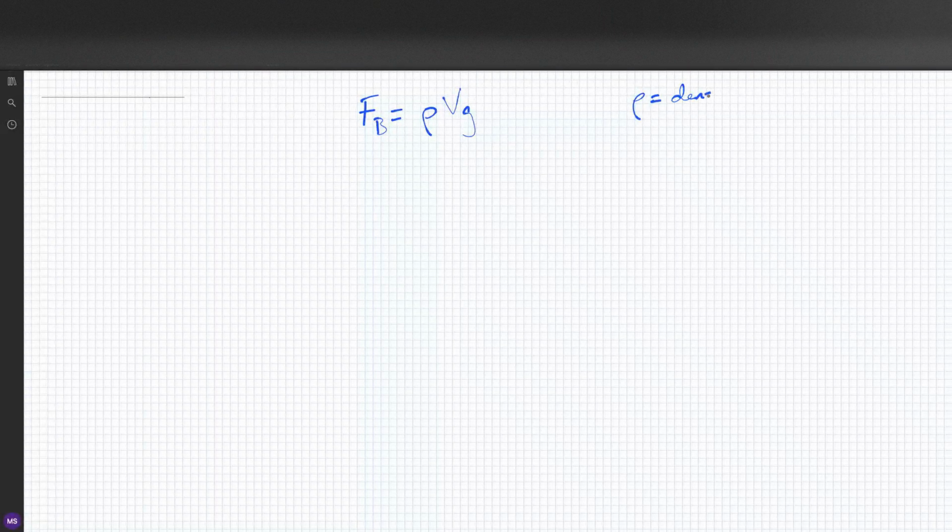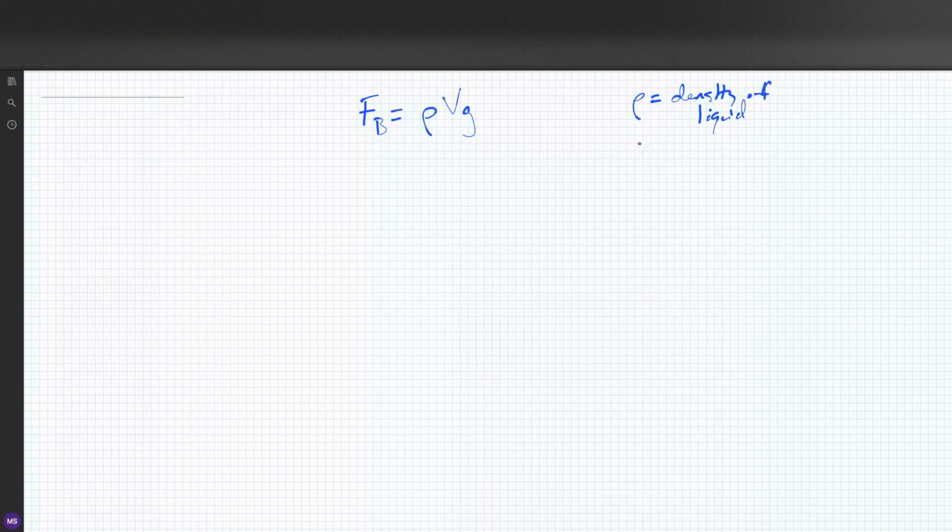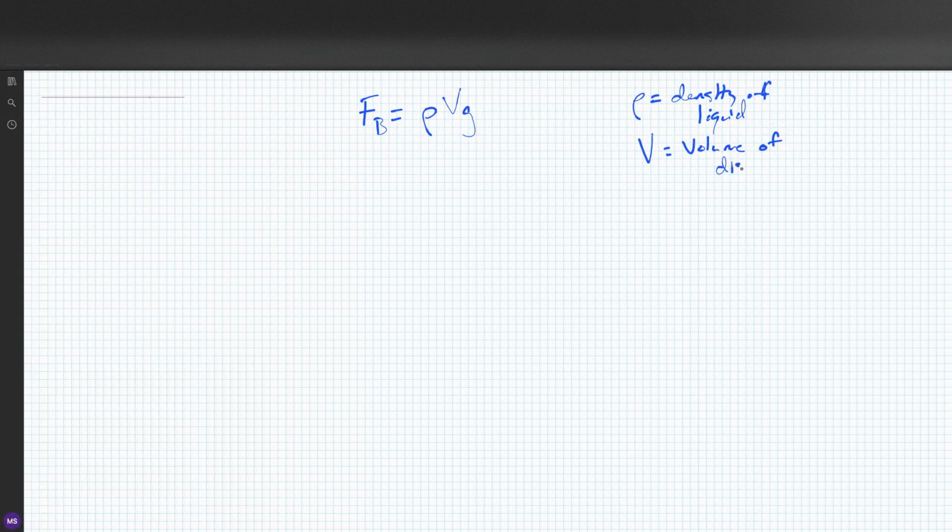Okay, so this problem is basically a buoyancy problem, and the basic formula for buoyant force is equal to rho vg, where rho is the density of the liquid that the thing is floating in, right? And v is the volume, not of the thing that's going into the liquid, but it's the volume of the liquid that gets displaced. That's the key. And then g, we know g already. This is the gravitational field. That's 9.8, right? Newtons per kilogram.